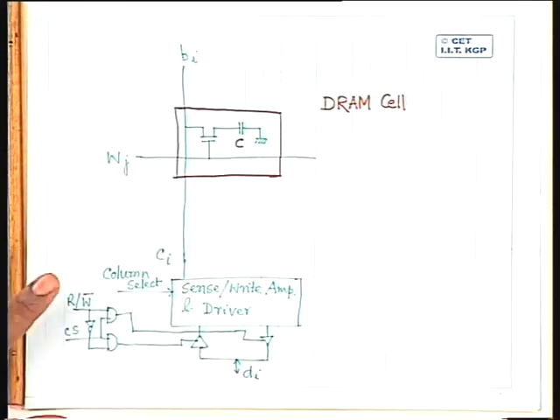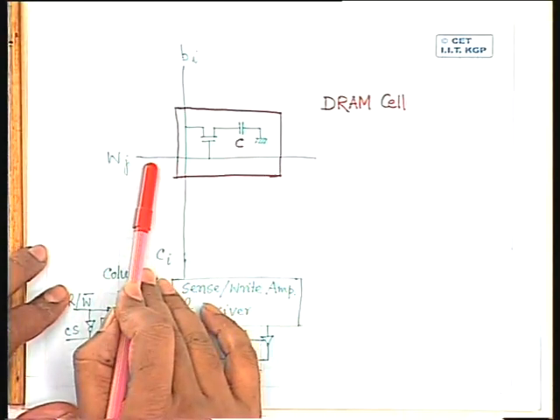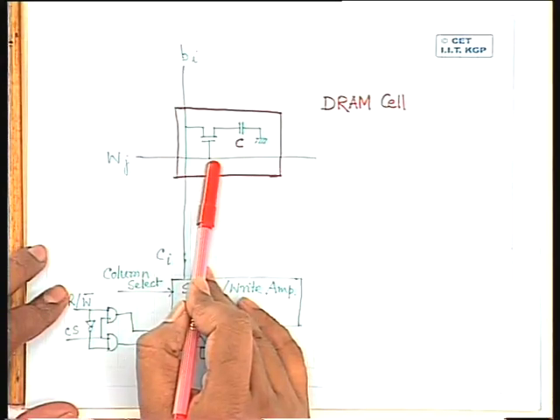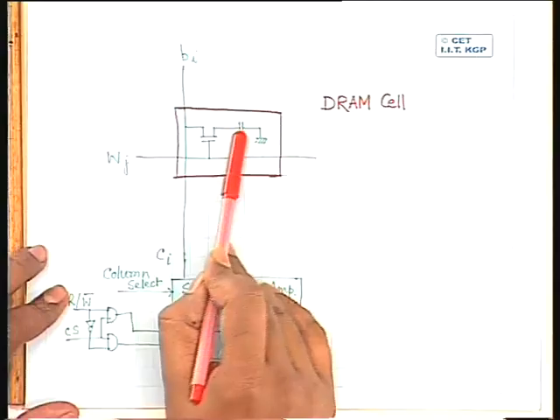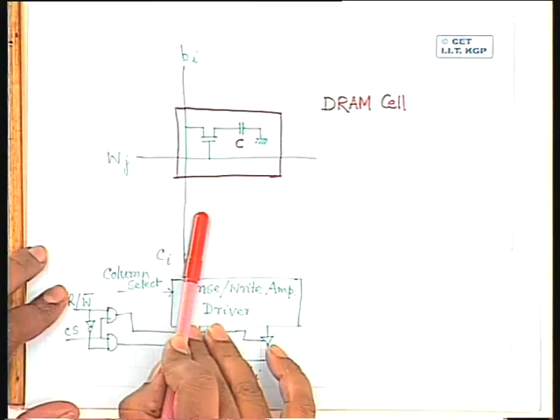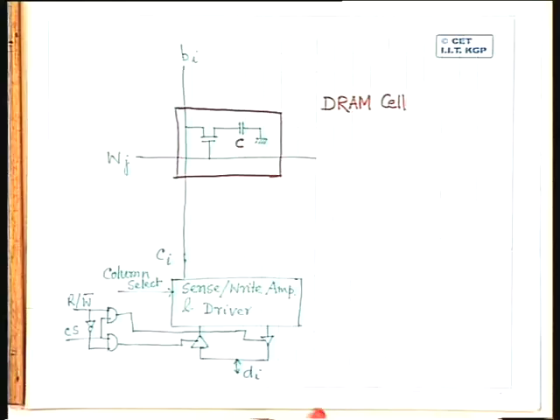Whenever I want to read this cell, what I have to do is I have to select this cell through this line Wj. Then the cell will be selected. The value stored in the capacitor, the charge stored in the capacitor will be sensed by this BI line. The moment you try to sense it, this capacitor will get discharged. That means whenever I want to read a value, the capacitor will be discharged. So this is what is called a destructive readout.